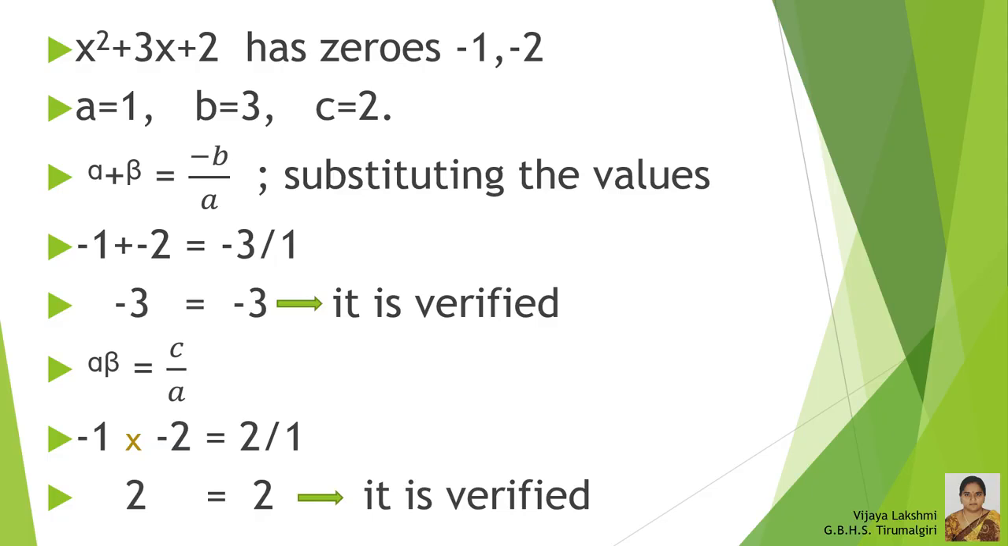Now coming to the second condition, alpha beta is equal to c by a. So minus 1 into minus 2 is equal to 2 by 1. So minus into minus we get plus, so 1 into 2 is equal to 2, and on the right hand side 2 by 1 is equal to 2. Therefore it is again verified.